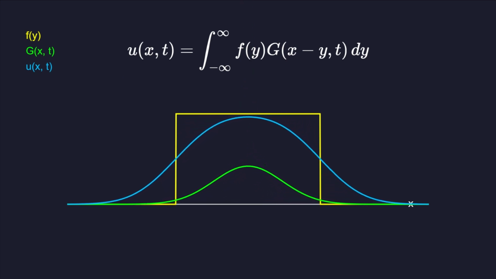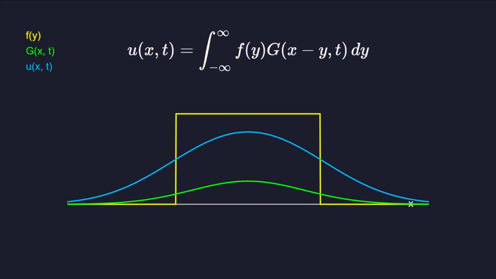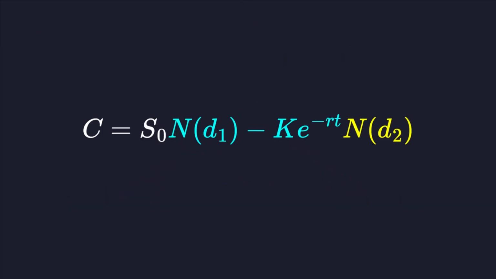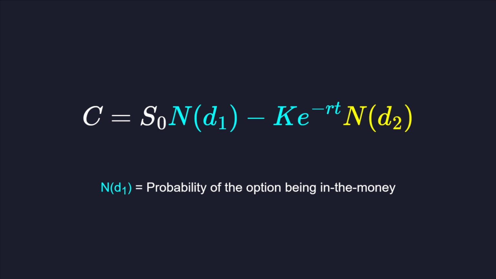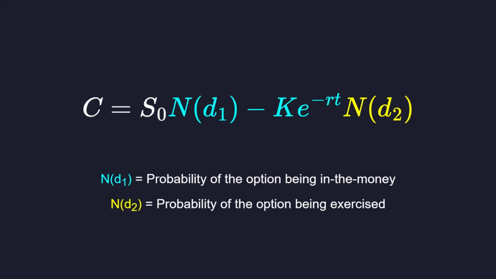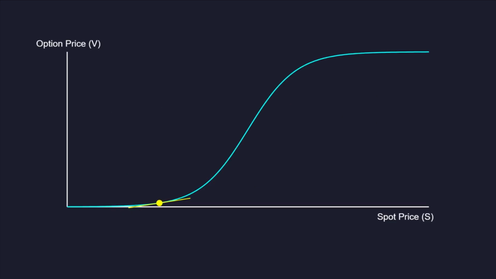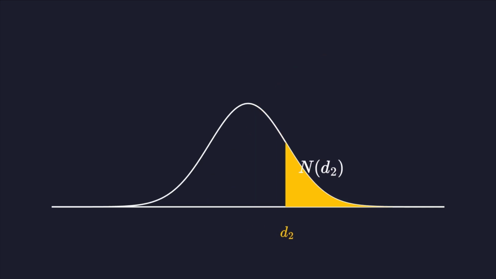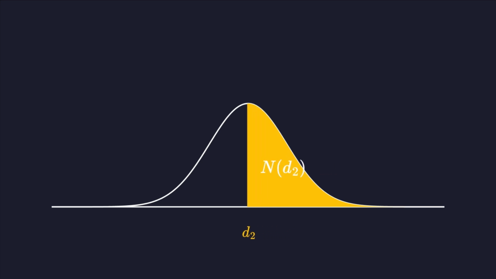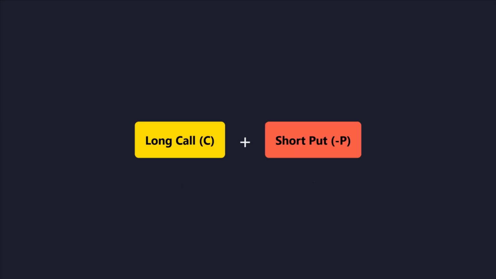The solution is obtained by convolving the terminal payoff with the Green's function, or heat kernel, which is a Gaussian distribution. The resulting closed-form solution for a European call option involves two cumulative normal distribution terms, denoted as N of d1 and N of d2. The factor d1 represents the sensitivity of the option price to the spot price, which is effectively the delta of the option. The factor d2 is the risk-neutral probability that the option will expire in the money, determining the likelihood of the contract being exercised.